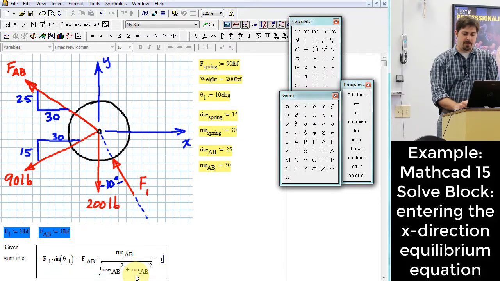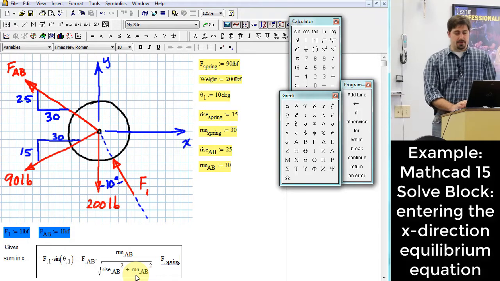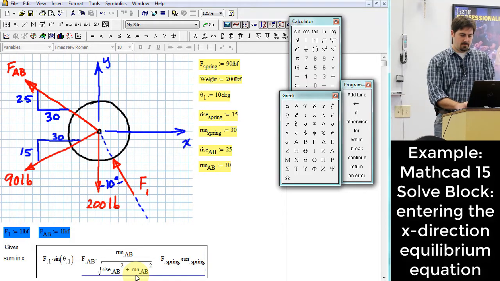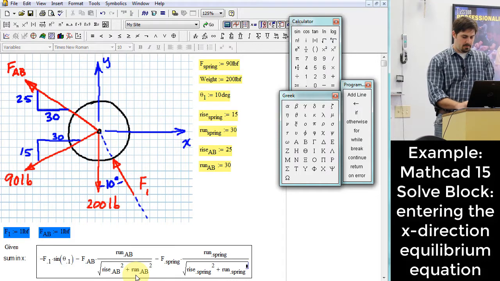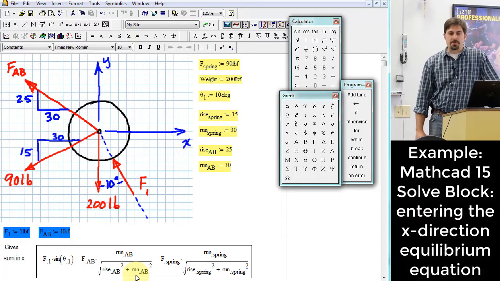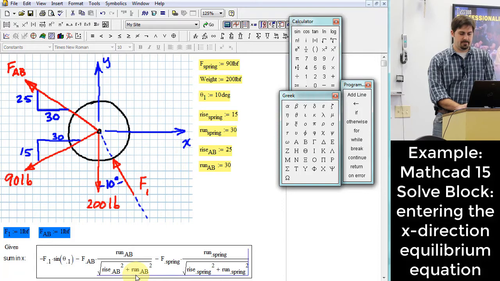Okay. I also have that 90-pound force, right, which I named F spring. But I only want the x component. So what do I do? Multiply by the run of the spring over the square root of the rise of the spring squared plus the run of the spring squared. All right, any other forces that have x components? No?